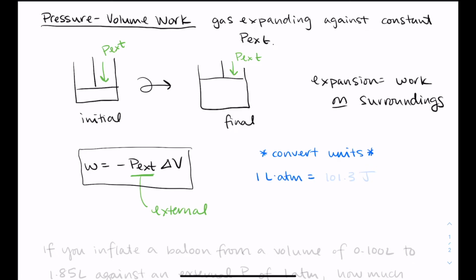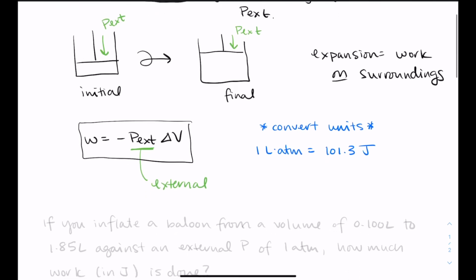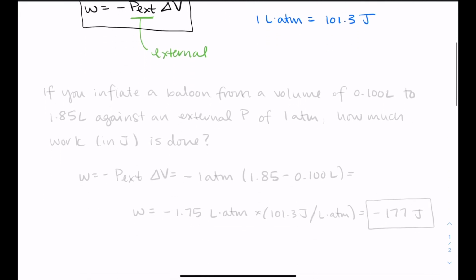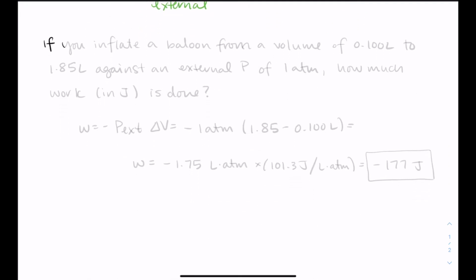And then that's times delta V. So V final minus V initial, right? Then whether or not it is an expansion or contraction, that negative sign will work its way out so that you get an appropriate sign for the work done by the system.